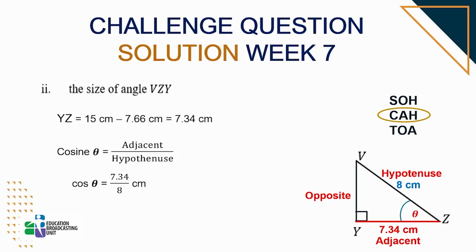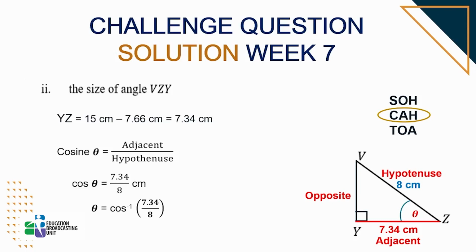As hopefully we would have remembered, in order for us to find an angle, we would need to use the inverse of the ratio. And so theta is going to be equal to the inverse, or cosine inverse, of the fraction that we would have just found. So in this case, 7.34 divided by 8.